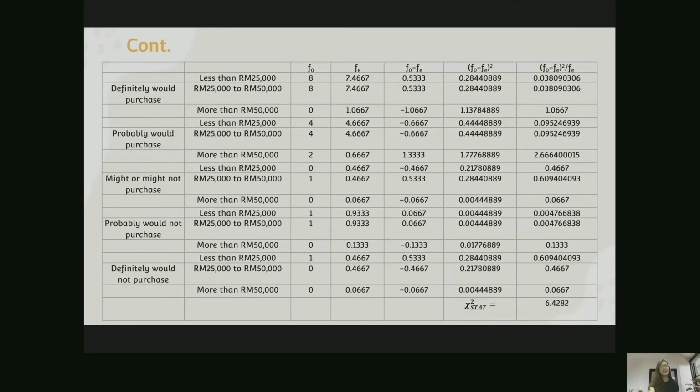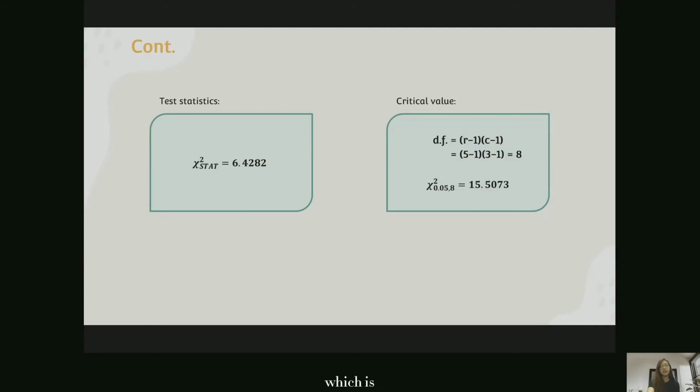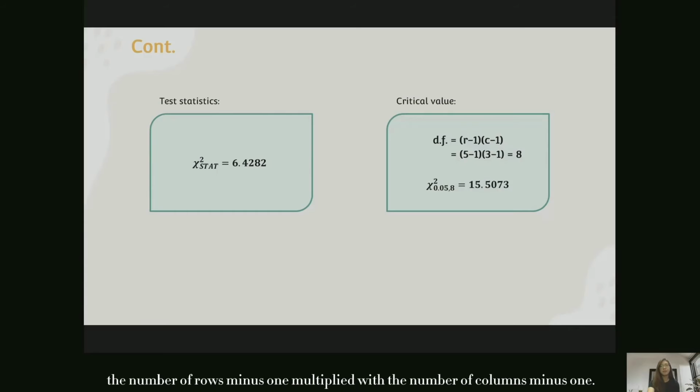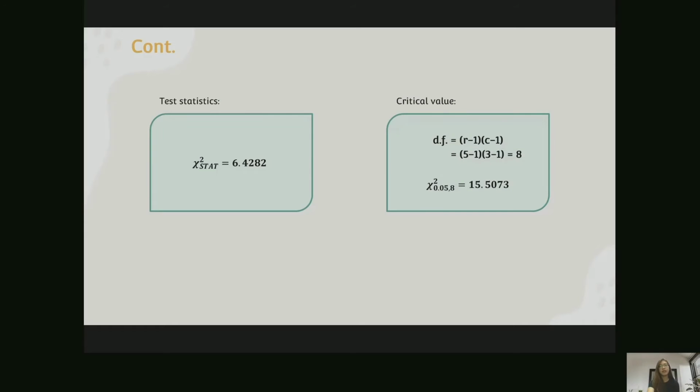Next, we calculate the chi-square statistic. The formula for calculating the chi-square statistic is observed value minus expected value, squared, divided by expected value. We do the same calculation for every data point and sum them together, and we will get 6.4282. Degree of freedom is 8, which is the number of rows minus 1 multiplied by the number of columns minus 1. At 5% level of significance and 8 degrees of freedom, the critical value is 15.5073.